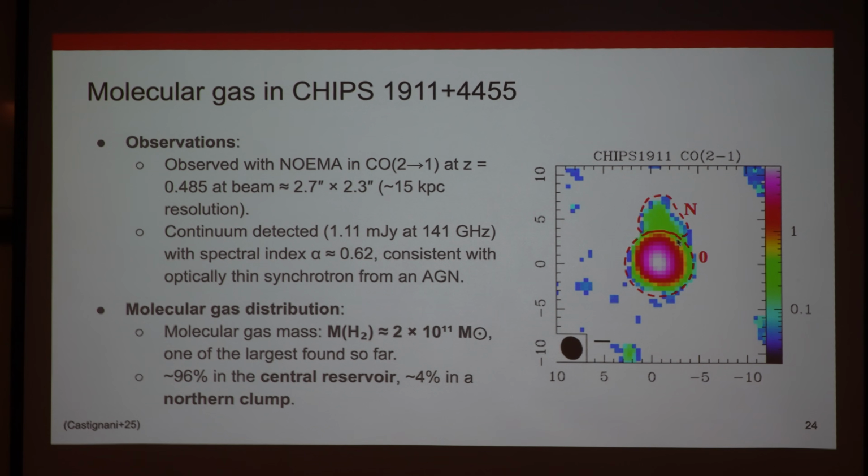And then what they have noticed is that the emission is pretty much circular near the center, but there is some extended, or the northern clump up here. But this part is only 4% of the mass, and 96% is in the center of the clump.